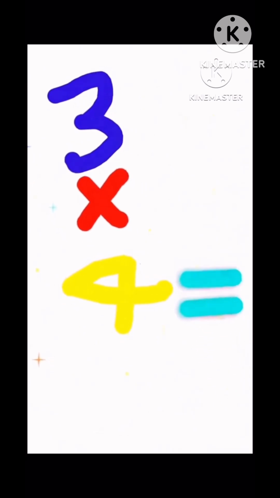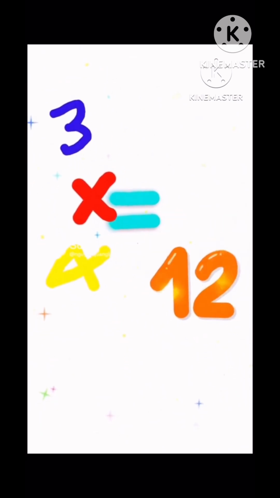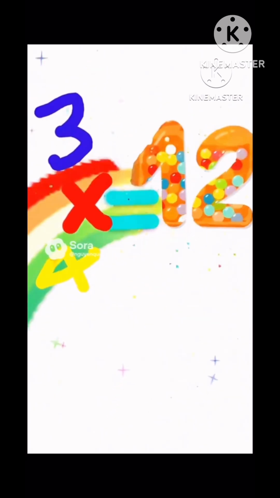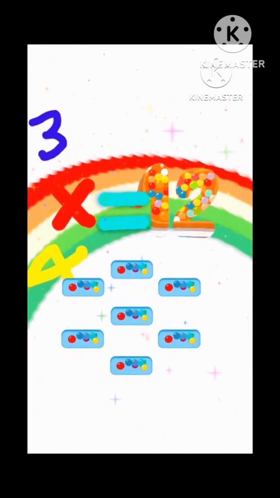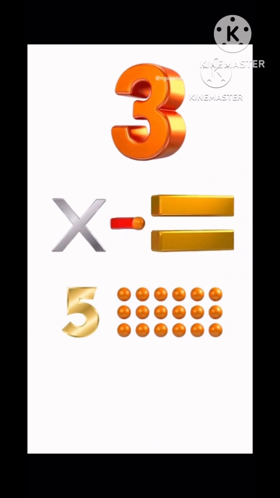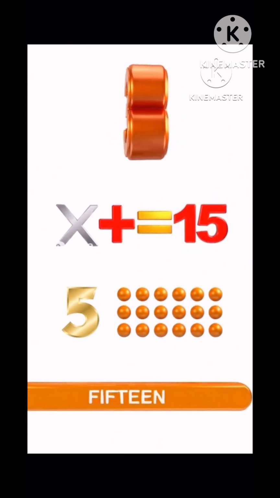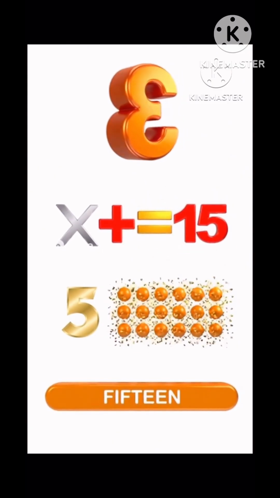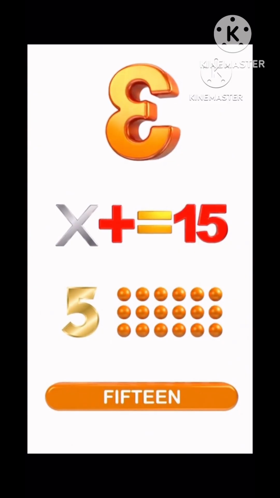3 times 4 equals 12. That's right, 3 groups of 4 or 4 groups of 3. Either way. 3 times 5 equals 15. That's a bunch of 5s all added together. 3 groups, 5 each. Nice!